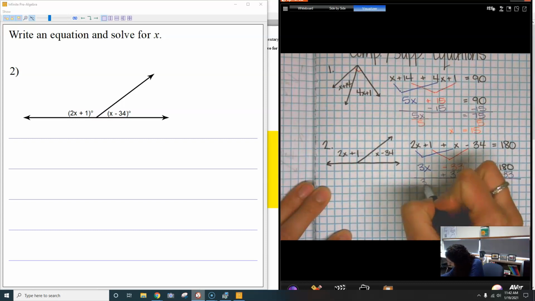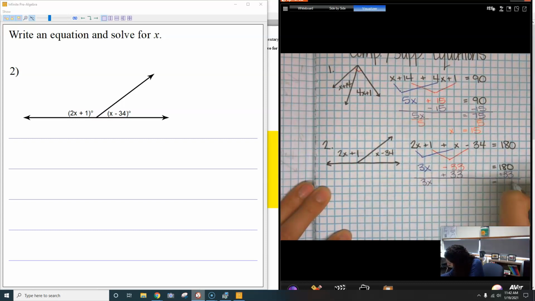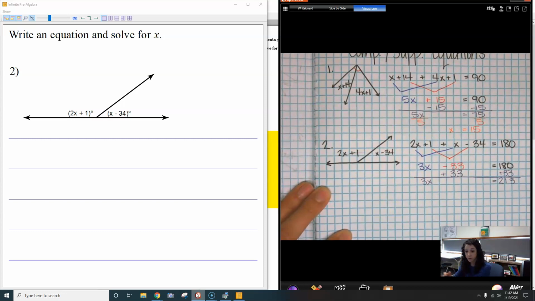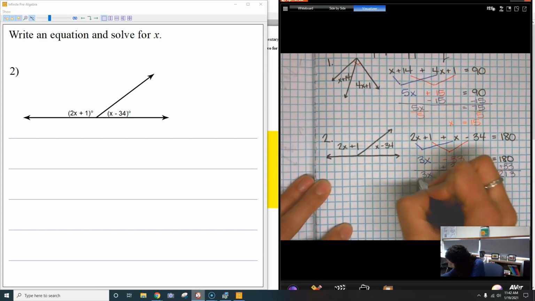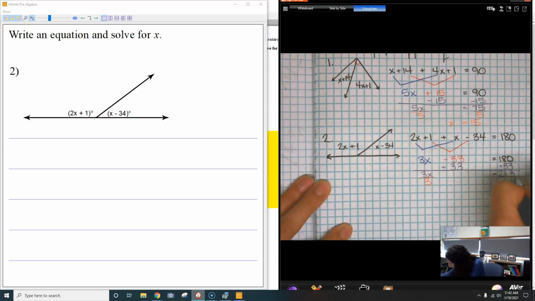That leaves me with 3x equals 213. Whew. All right. Then I need to get x by itself. It's being multiplied by 3, so I'm going to divide by 3 on the left and divide by 3 on the right. That leaves me with x equals 71.